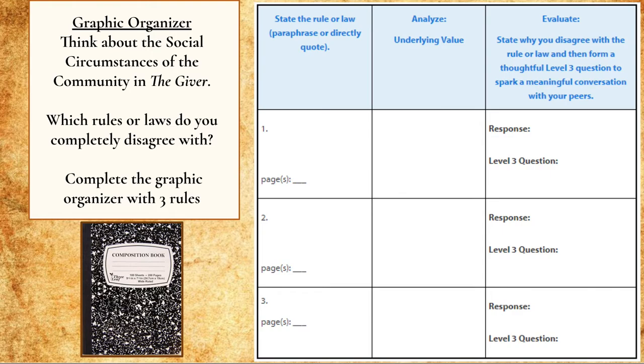Alright, sailor, now that you've taken the time to fill out this graphic organizer all the way, you have tons of evidence from the text and these page numbers. You have underlying values, and you clearly state your opinions with a level 3 question on each of these rules. It's time to get thinking about our anchor assignment.